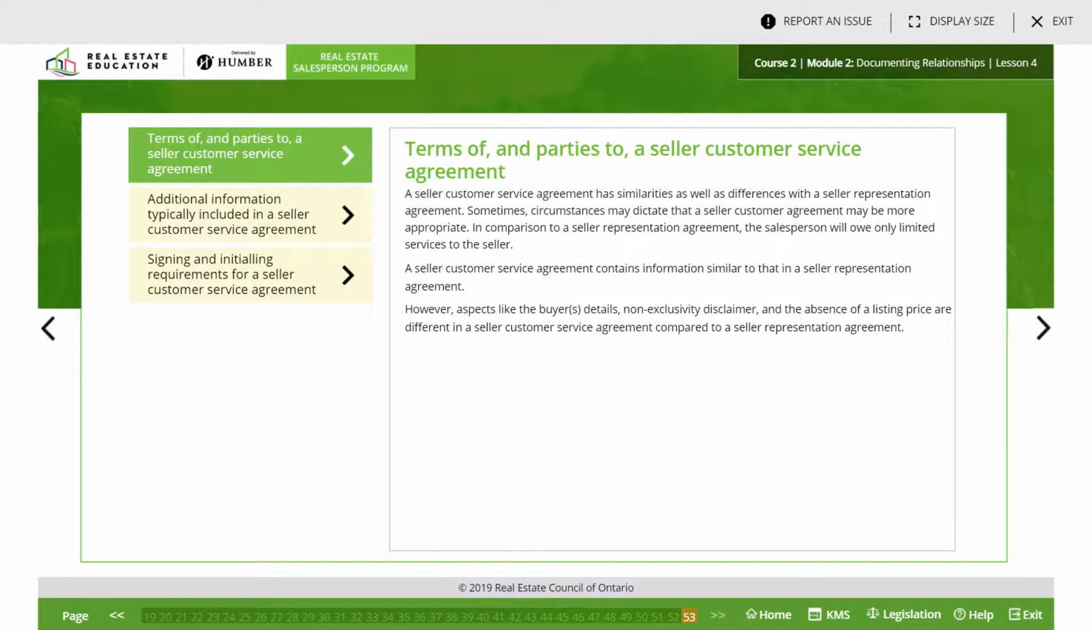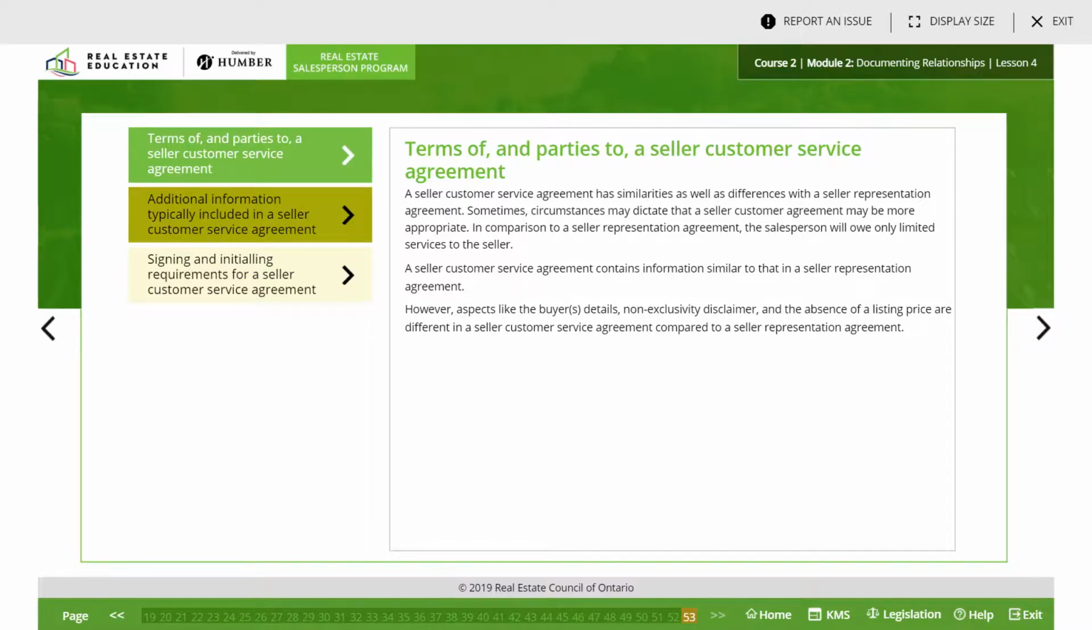A seller customer agreement has similarities as well as differences with the seller representation agreement. Sometimes circumstances may dictate that a seller customer agreement may be more appropriate in comparison to a seller representation agreement. The salesperson will owe only limited service to the seller. A seller customer service agreement contains information similar to that in a seller representation agreement. However, aspects like the buyer's details, non-exclusivity, disclaimer, and the absence of a listing price are different in a seller customer agreement compared to a seller representation agreement.